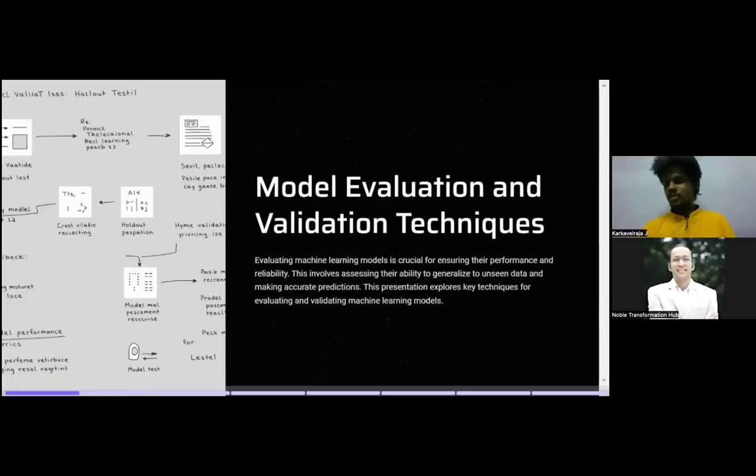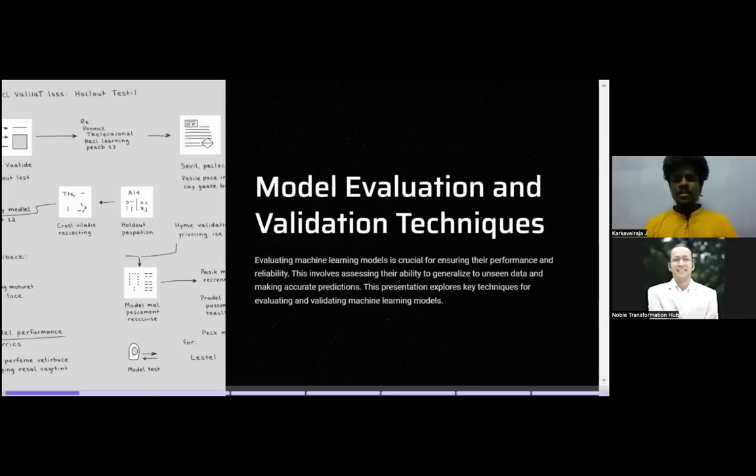Today is all about model evaluation and validation techniques. It's going to be a theoretical part, but once we go for a coding session, it will be much easier for you to understand what is happening in the background. So, model evaluation and validation techniques.